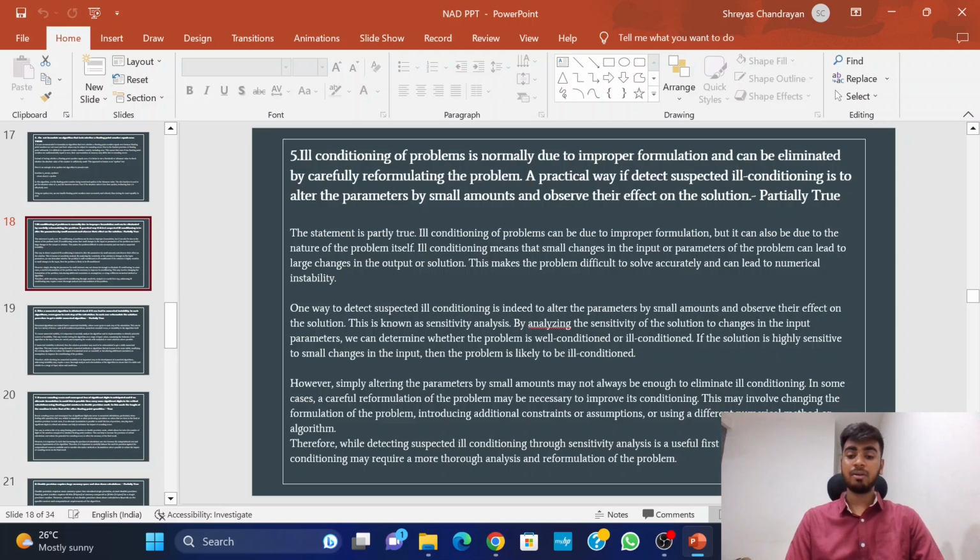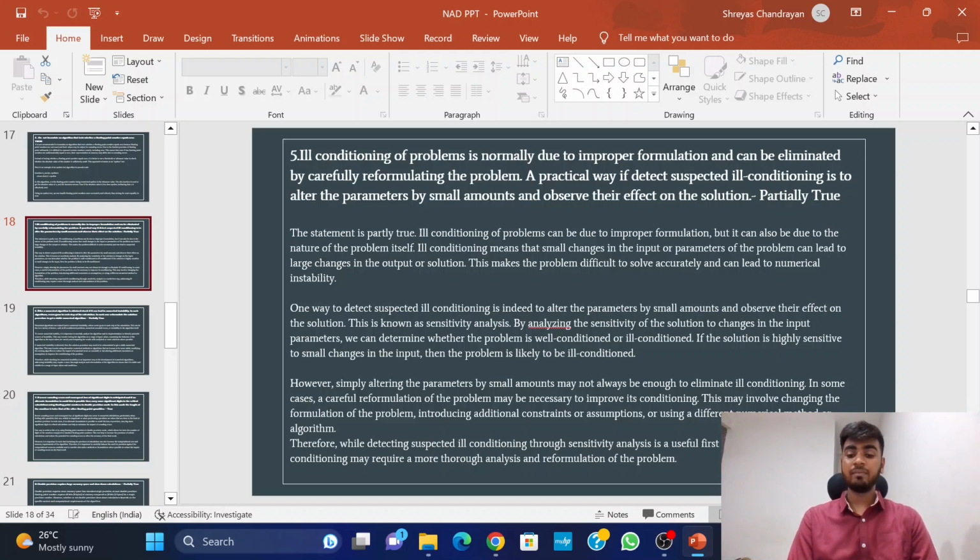Ill conditioning of problems can be due to improper formulation, but it can also be due to the nature of the problem itself. Ill conditioning means that small changes in the input or parameters of the problem can lead to large changes in the output or solution. This makes the problem difficult to solve accurately and can lead to numerical instability. One way to detect suspected ill conditioning is indeed to alter the parameters by a small amount and observe their effect on the solution. This is known as sensitivity analysis.